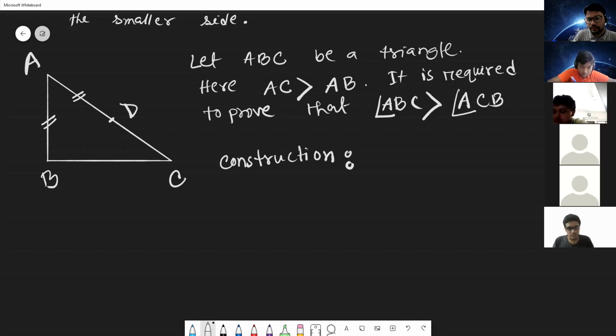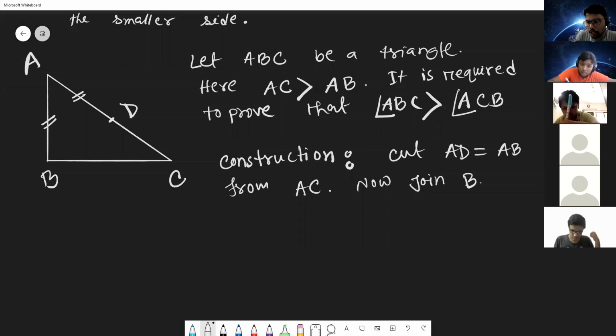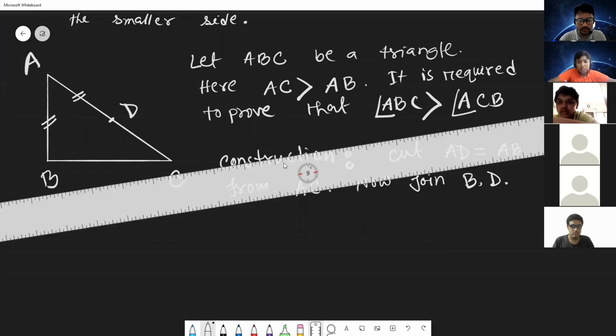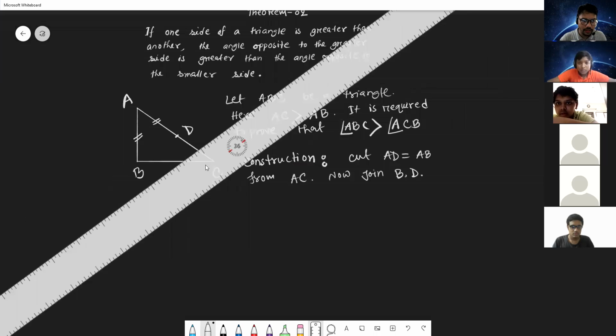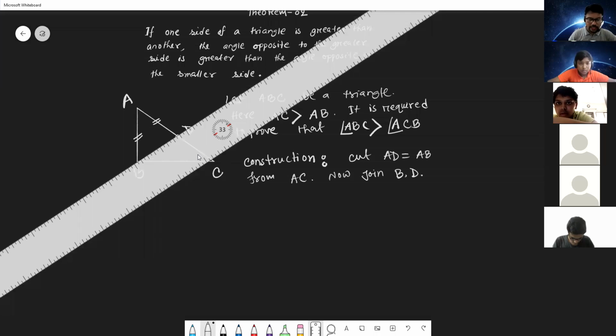So now write: cut AD equal to AB from AC. Now join B and D. So join B with D. Yes, exactly, draw the figure here, B and D. Okay.